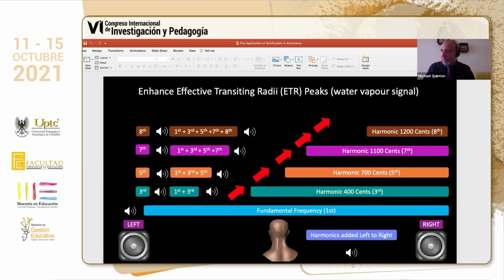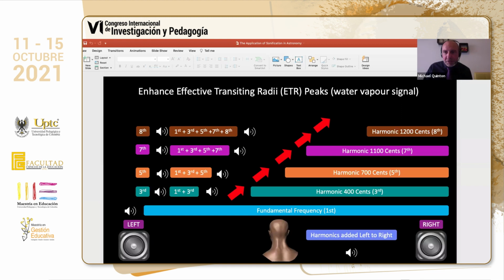So then one final thing we did, we're going back here to the signal, to the effective transiting radii. With the first iteration that I gave the astronomer, I got two aspects of feedback from him. And one of them was that it sounded more like a mosquito rather than water. So I had to do something about the sound design to make it less irritating at first. But apart from that, he felt that the peaks were not prominent enough. Now, the astronomer I was working with was a non-musical person.